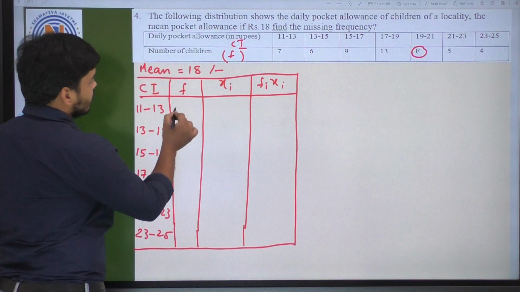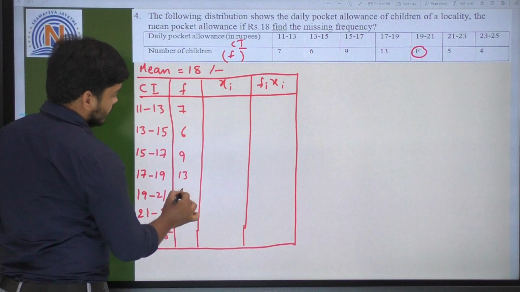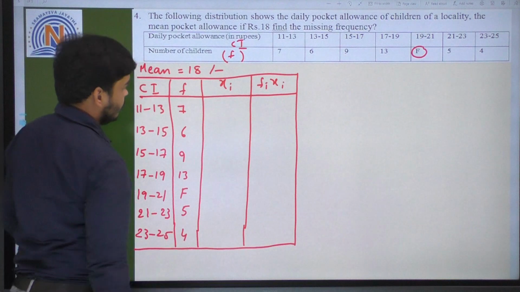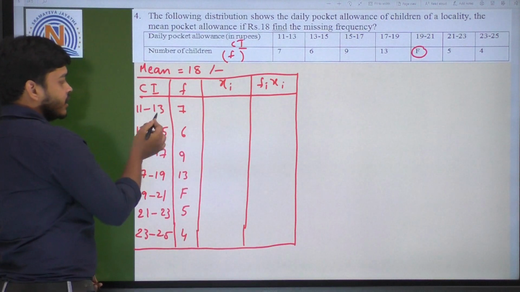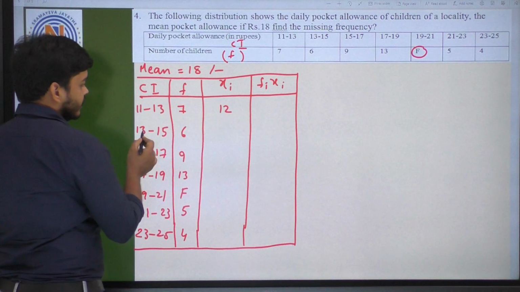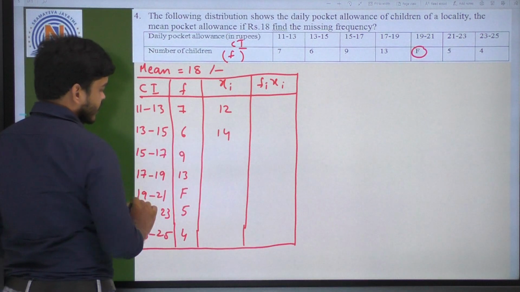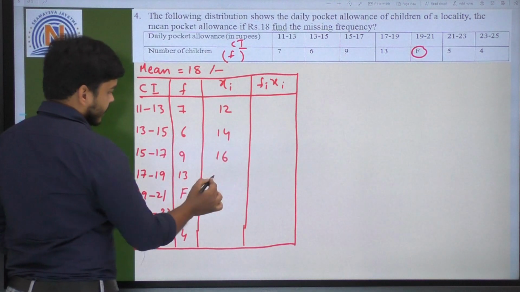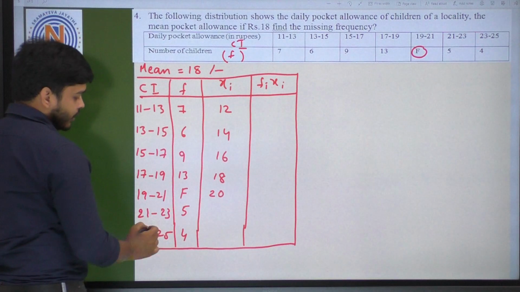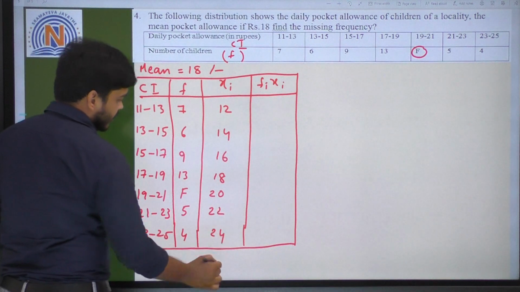Here the frequencies are given as 7, 6, 9, 13, f, which we need to calculate, 5 and 4. Now the mid values of the class intervals: 11 plus 13 by 2 is 12, 13 plus 15 by 2 is 14, 15 and 17 gives 16, 17 and 19 gives 18, 19 and 21 gives 20, 21 and 23 gives 22, and 23 and 25 gives 24 as the mid value.